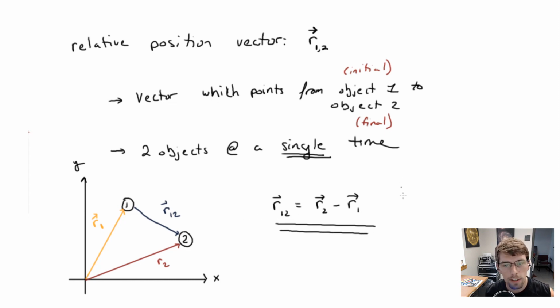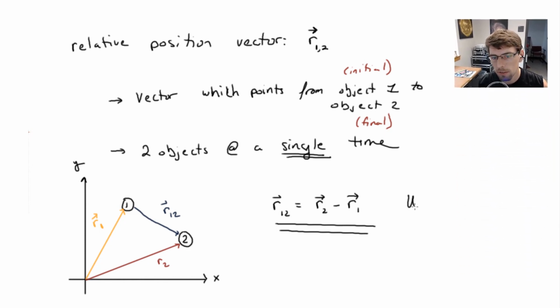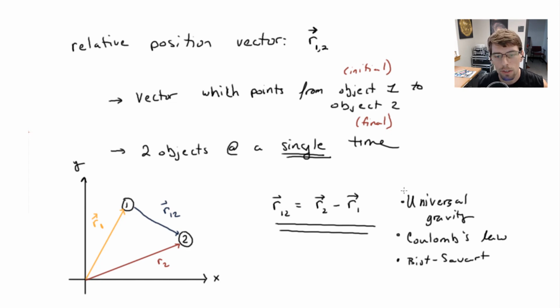So, like I said, we'll first see this for universal gravity. But then it'll come up again in Coulomb's law. It'll come back again in Biot-Savart. So I'm just introducing it now. We won't use it for a couple of chapters, but please know that it's in the cards.